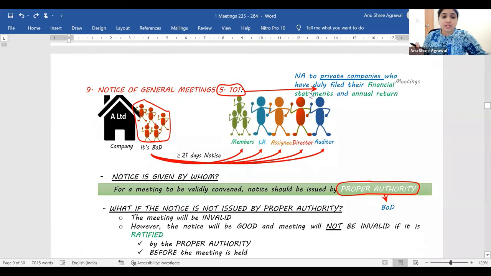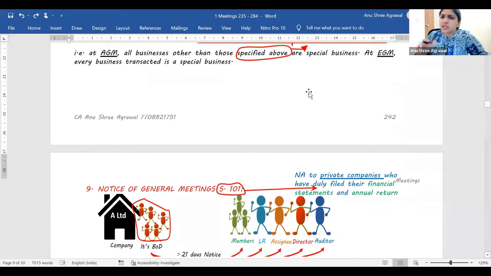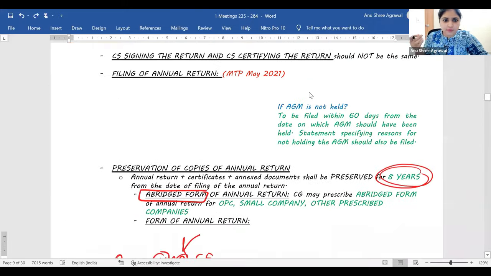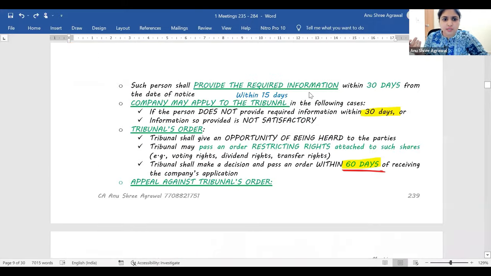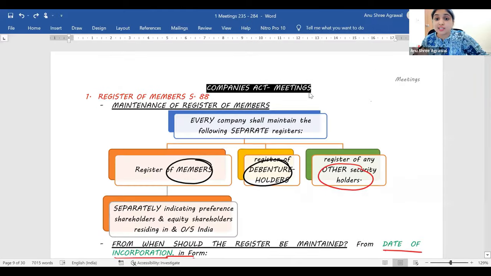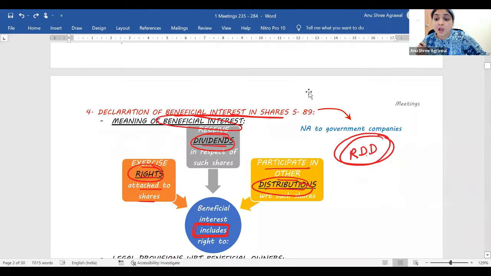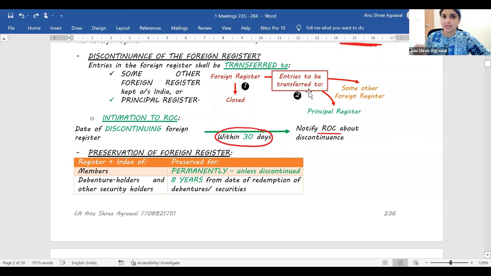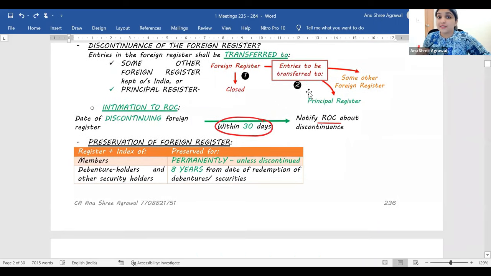Alright, so this was it about our discussion until here. Until here, many concepts we've learned. We've revised about registers, foreign registers, closing the register. Closing the register, tell me, at a time how many days? 30 days. And in a year put together, 45 days. And before closing, how many days in advance do I have to inform? 7 days.